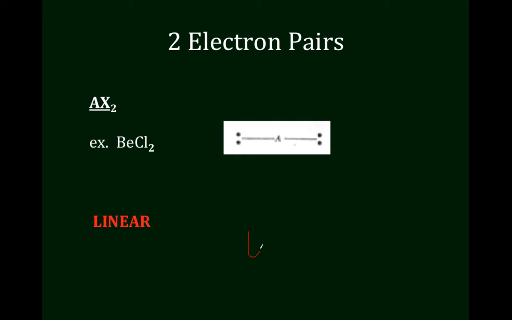If I'm drawing it out, being linear means a straight line, chlorines on opposite sides. I can't put a chlorine up here or make it 90 degrees. VSEPR says these things want to get as far away from each other as possible, and this way the pairs of electrons involved in bonding are 180 degrees apart.